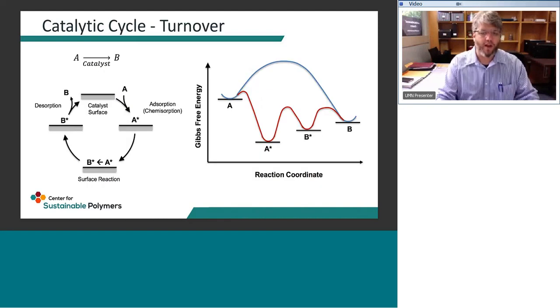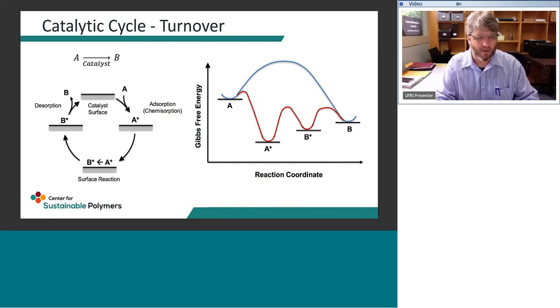Now for any active site, no matter what it is, your goal is to create catalytic turnover. So you'll have some sort of catalyst surface where molecule A can adsorb from your fluid phase, probably into your solid phase to form A star. On the surface, the reaction proceeds to go from A star to B star, and then B star can desorb and you recover your catalyst surface, and that cycle can continue.